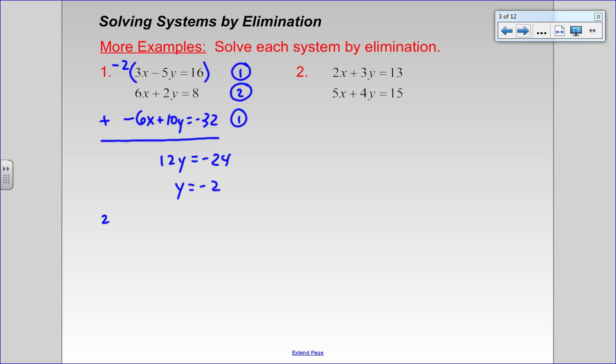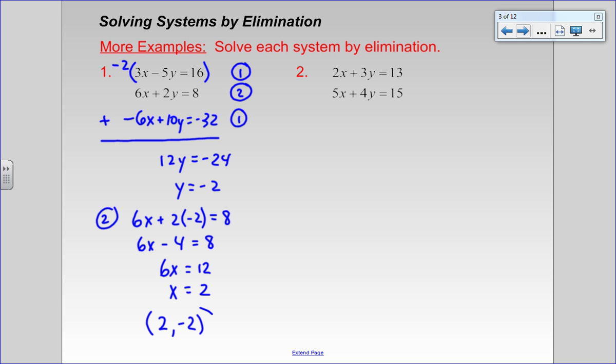Let's use equation 2. So we have 6x plus 2 times -2 equals 8, or 6x minus 4 equals 8. If we add 4 to both sides, we have 6x equals 12, and if we divide by 6 on both sides, we have x equals 2. Thus, the solution of the system is the ordered pair 2, negative 2.